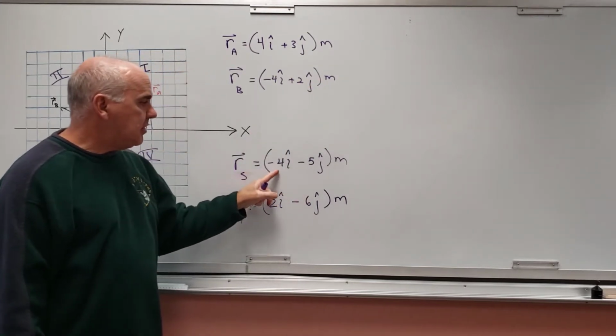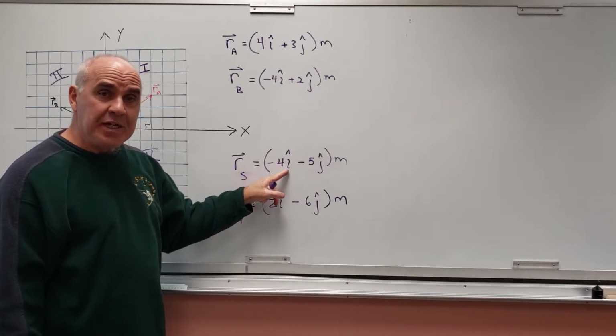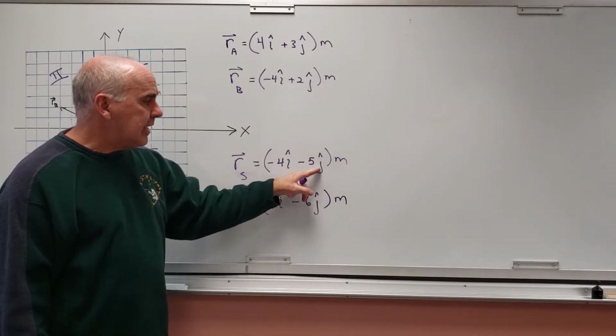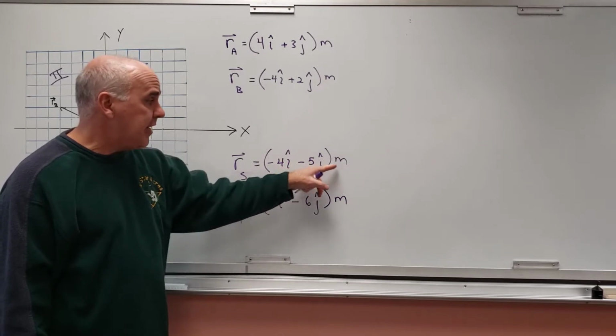If we look at Shelby, she's 4 meters to the left, right? So negative 4 in the x direction, the i hat direction. And then negative 5j, that's the y direction, so negative 5 says go down, not up, go down 5 meters.